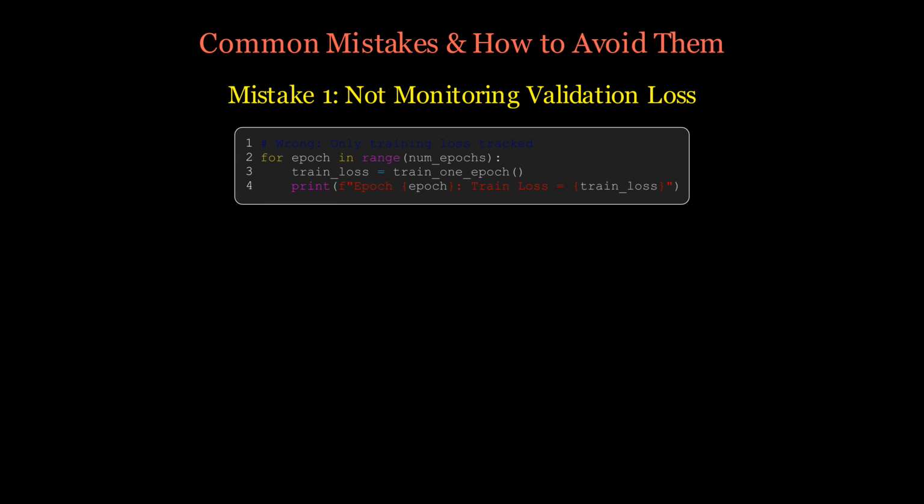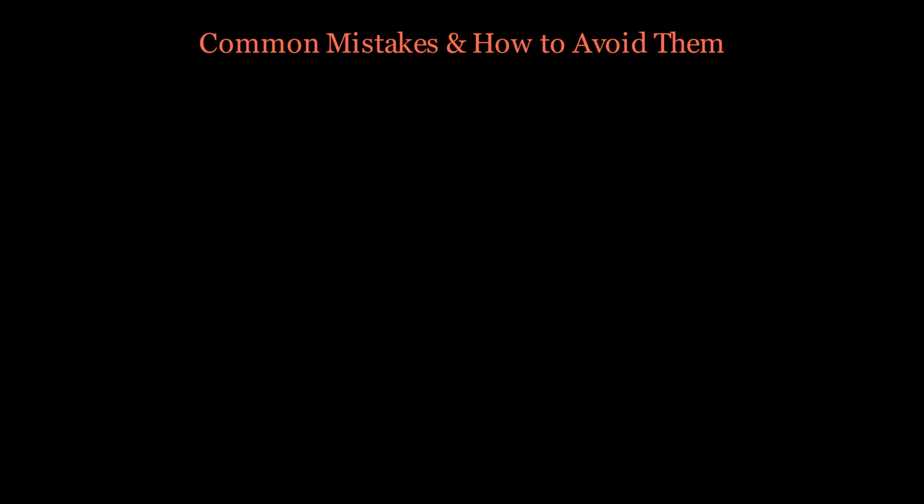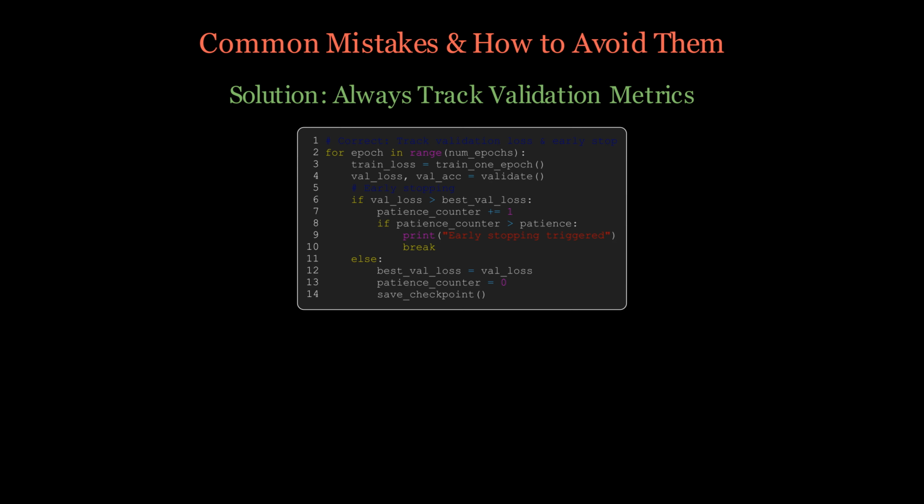Mistake 1. Only monitoring training loss. This can hide overfitting, since validation loss may be increasing. The fix is simple. Track validation loss alongside training loss, and use early stopping to prevent overfitting. This ensures your model generalizes well.